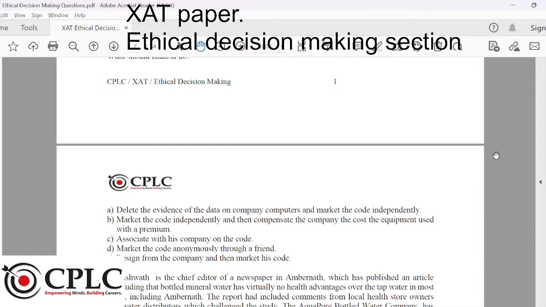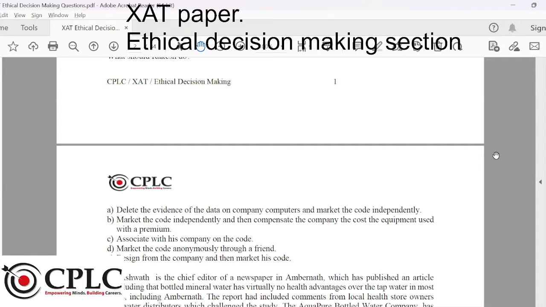Market the code independently and compensate the company the cost of equipment used with a premium. Seems strange, but still let us keep it as an open option. We will not close it. Associate with the company on the code. Market the code anonymously through a friend. Again, not ethically correct. Resign from the company and then market his code. So this will be a jugaad situation, but is not ethically correct. So being an Indian, always remember E seems to be a good option considering jugaad, but is not ethically correct.